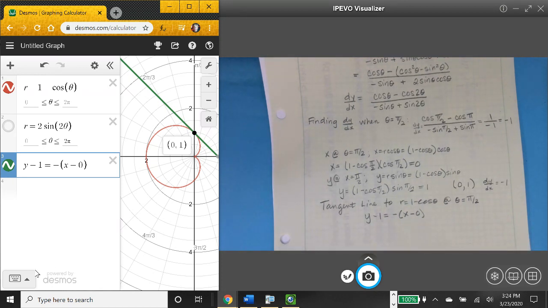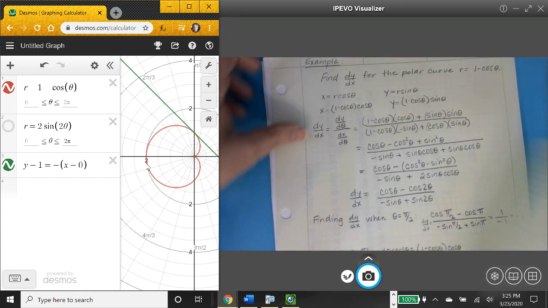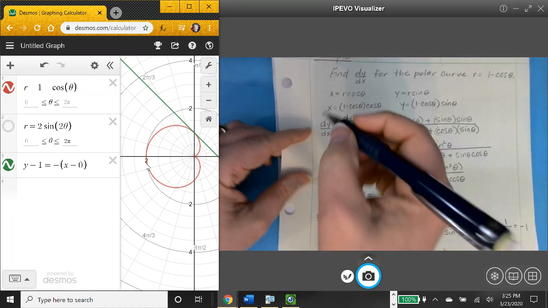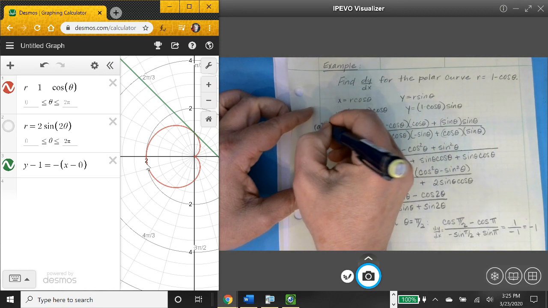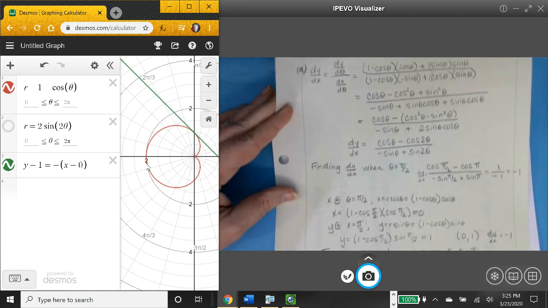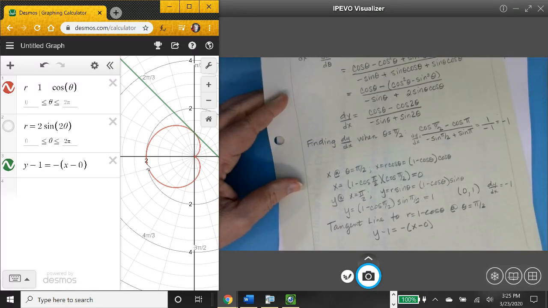The other interesting thing about finding slopes around the cardioid function is it's nice to know when you have horizontal tangents and vertical tangents, okay? So I'm going to grab another piece of paper here, and we're going to find out when the tangent line to the same curve is. So this is like a part A here, finding the slope of the function and finding a tangent line to the curve at that theta.